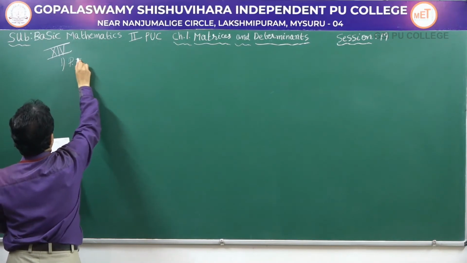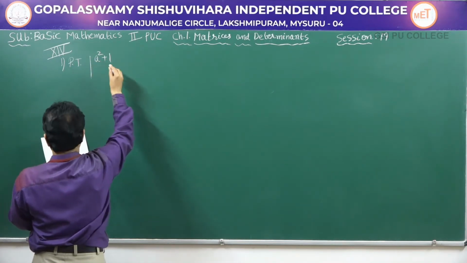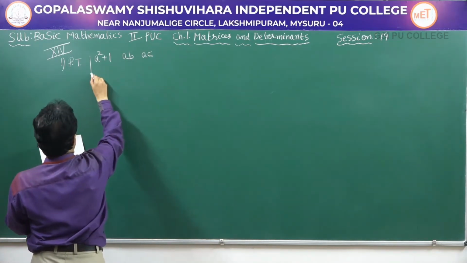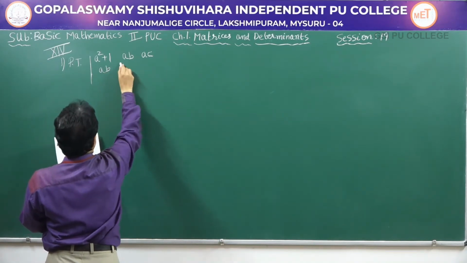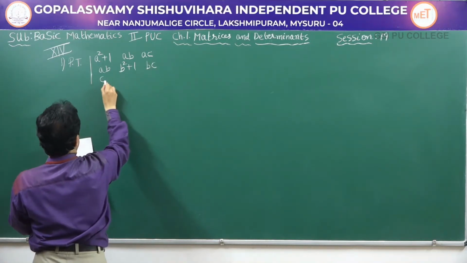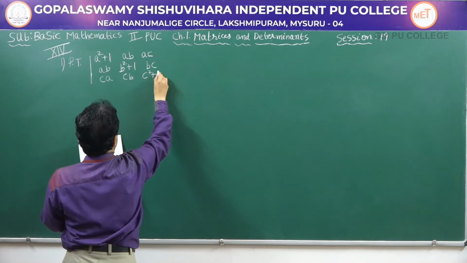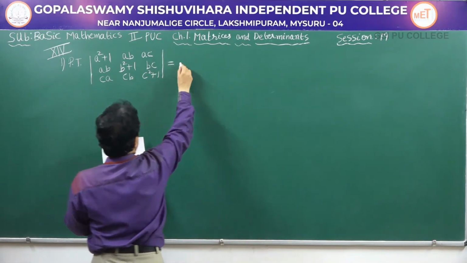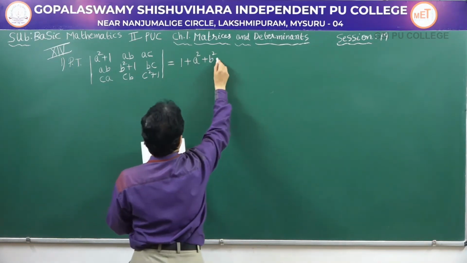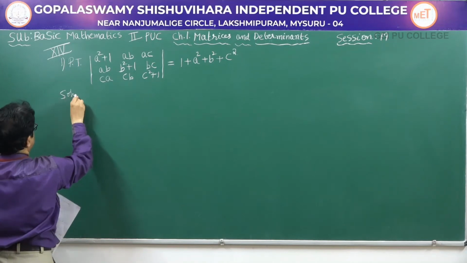Prove that determinant of a square plus 1, ab, ac; ab, b square plus 1, bc; ca, cb, c square plus 1 will be equal to 1 plus a square plus b square plus c square. So, solution.